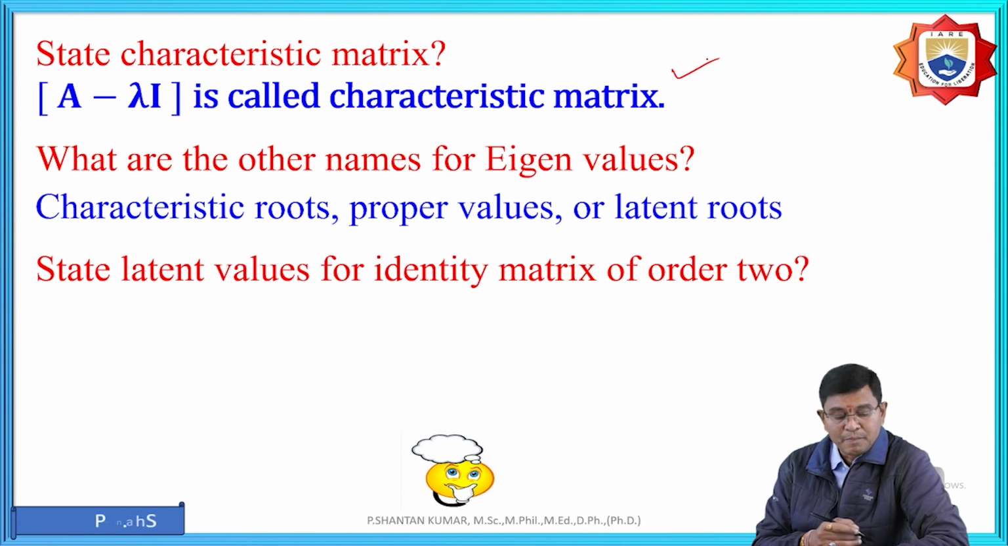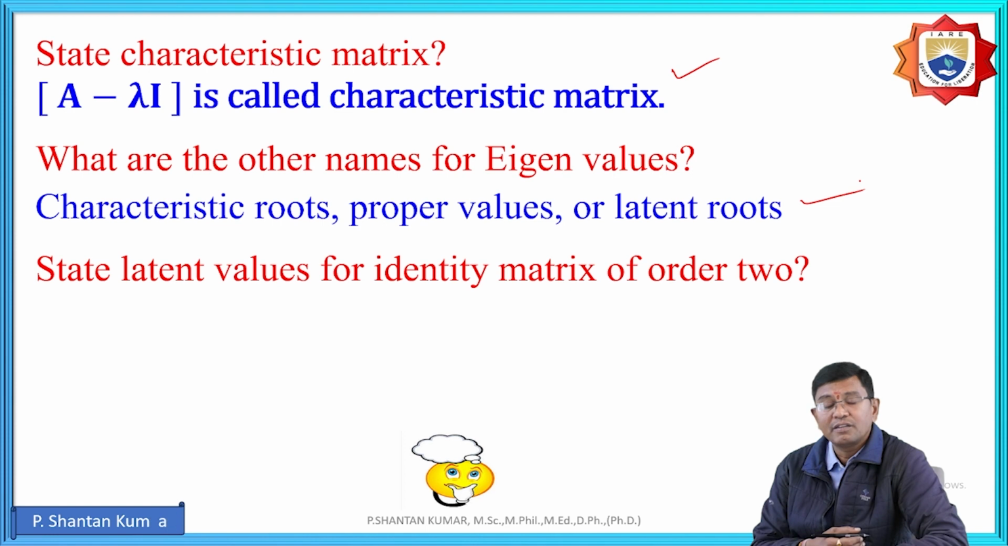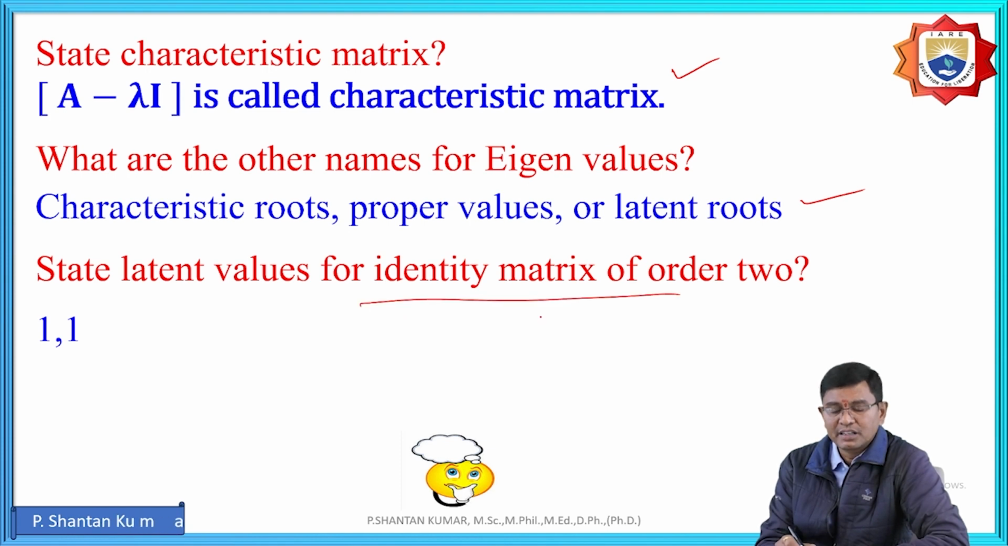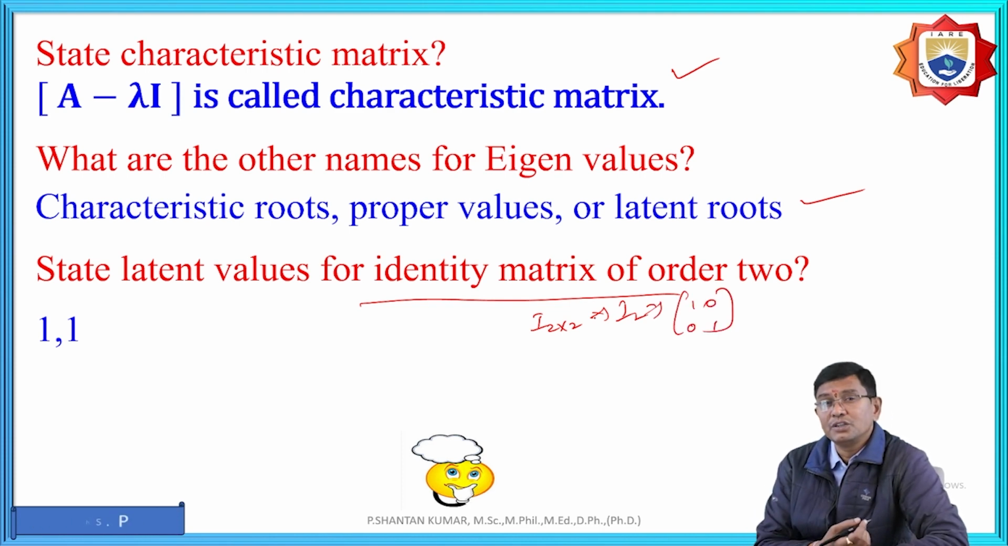State the latent values for the identity matrix of order 2. The matrix is I2, that is 1 0 0 1, and based on one property, the eigenvalues of a unit matrix are the diagonal elements. Since the order of the matrix is 2 by 2, the eigenvalues are 1 comma 1.